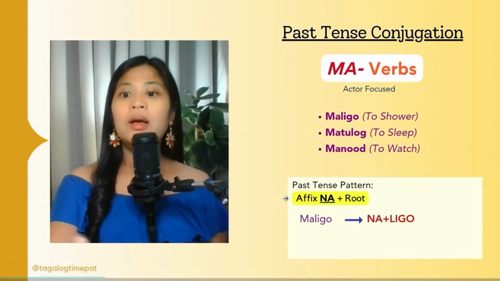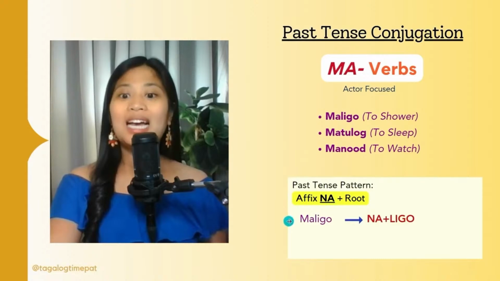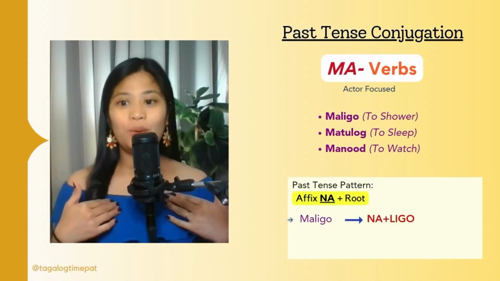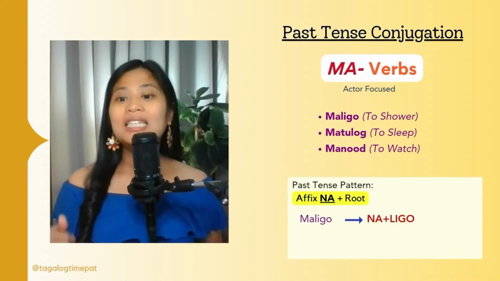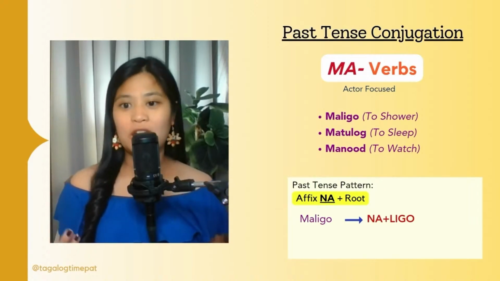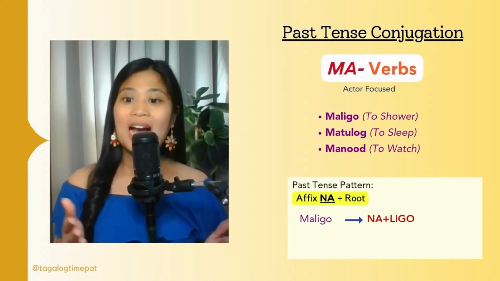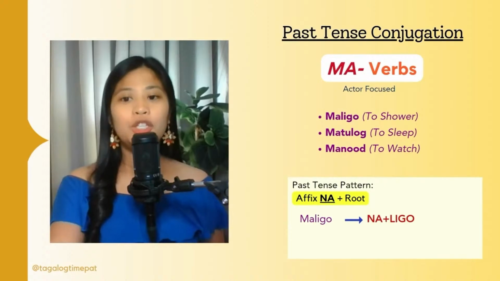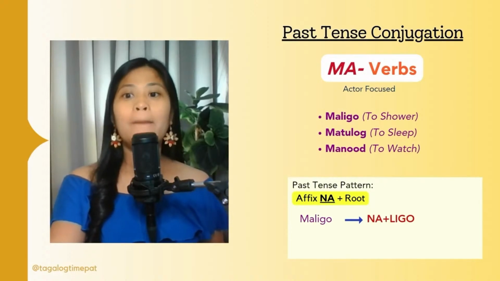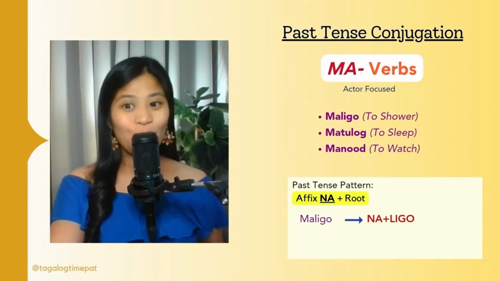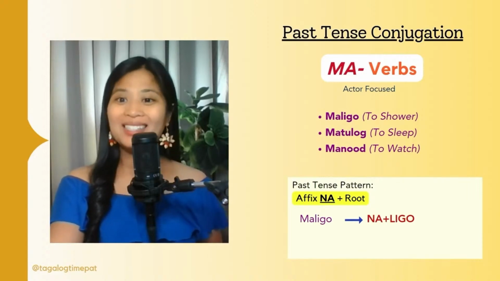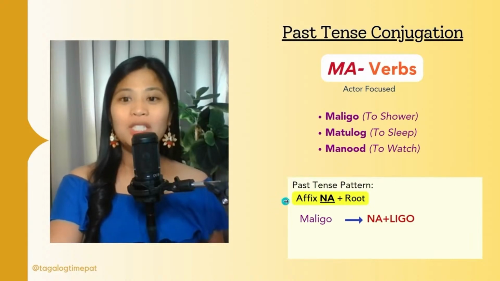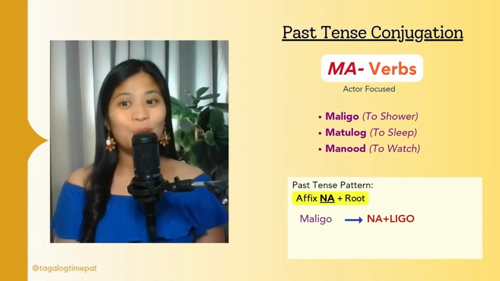For example, maligo becomes naligo. Naligo ako, I took a shower. Naligo siya, he took a shower. So it's just naligo. You jot it down. What do you think matulog and manood will be in the past tense? Just use this pattern that we learned, affix na and then the root.